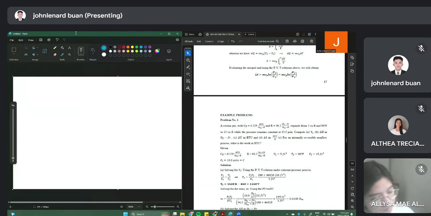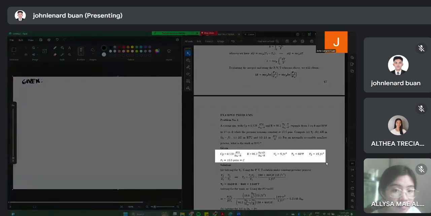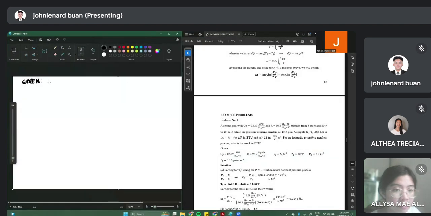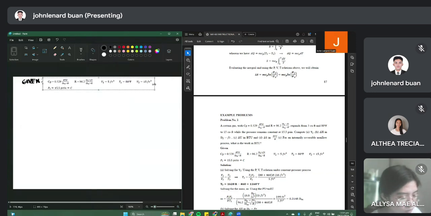Okay, first things first, I want you to write down the given. Always write down the given po. Let me just take a snip na lang nito so that hindi na natin pahabain yung oras natin sa pagsusulat. Okay, so we have here the values that are given. We have here Cp, 0.529. We also have here R, 96.2, volume na 5 cubic feet.